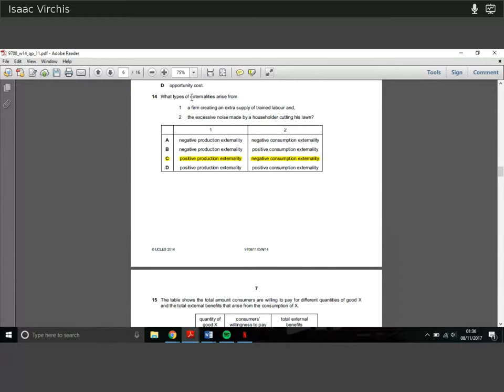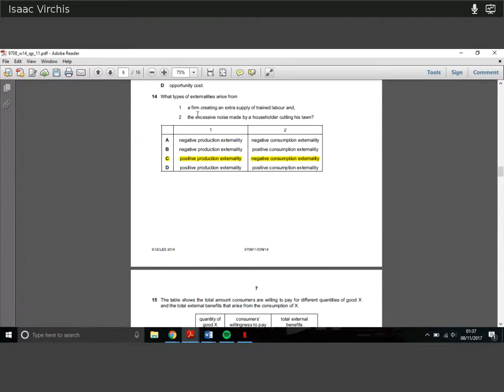Here we have question 14, a question on types of externalities. Here, question point one, is a firm creating an extra supply of trained labor? One, we know that it's a firm creating supply. It's a production externality. Here, we like the fact that trained labor, that's positive. So we know one is going to be a positive production externality. So it's one of these two.